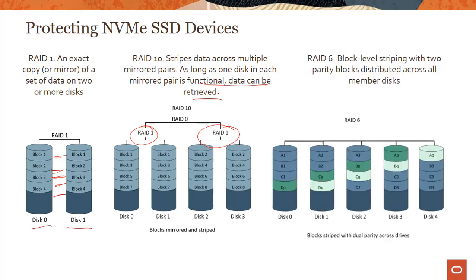RAID 6 is block level striping with two parity blocks distributed across all member disks. So it becomes a little bit more complex. So you take a performance hit, but you get this extra durability. So again, depending on which RAID configuration you want to choose, you could go either with a RAID 1 or RAID 10 or a RAID 6. And you could try something else. But again, keep in mind that this is something which is completely your responsibility as a customer.